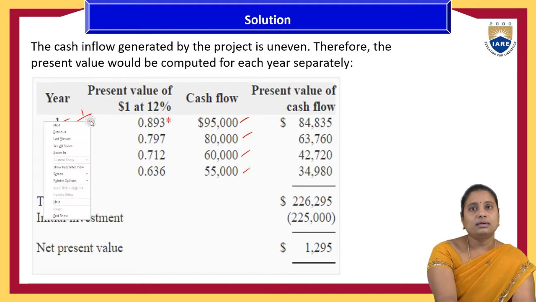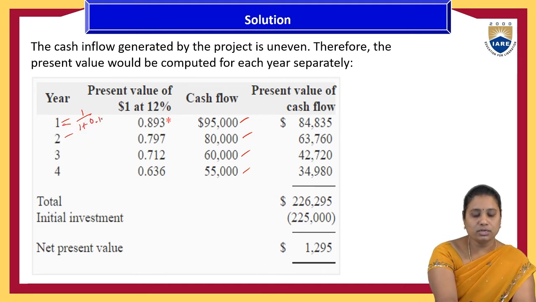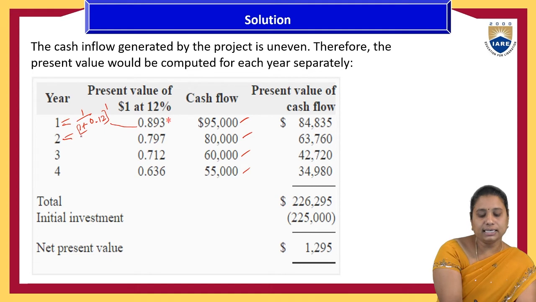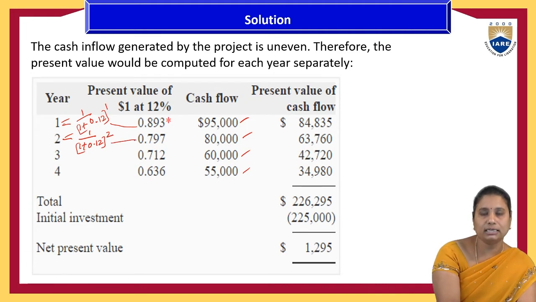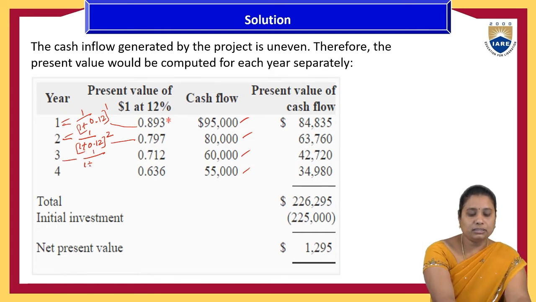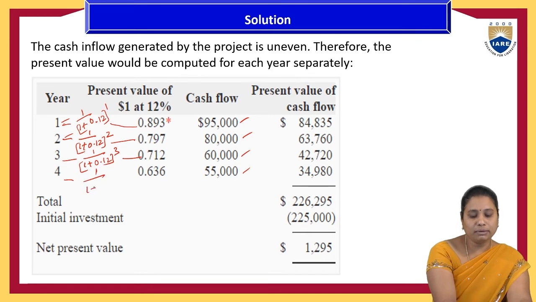value, that is 0.12 whole to the power of 1. We get the value as 0.893. At the second year, 1 divided by 1 plus 0.12 whole square, because for the second year we need to calculate the present value. It is not even, so every year we have to calculate this present value of the rupee. So 1 divided by 1 plus 0.12 whole cube, the value will be this. 1 divided by 1 plus 0.12 whole to the power of 4.